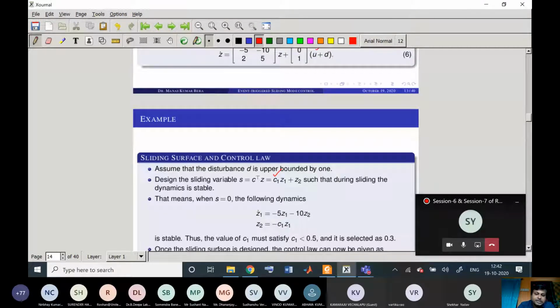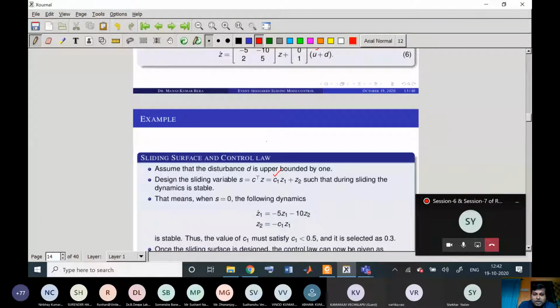So how to choose this C1? Most of the time I have seen that students make a mistake. They arbitrarily choose C1 greater than 0. No, that is the wrong approach. The clue is that you have to choose C1 in such a way that the Z1 dynamics can be stabilized. So you just put the C1 here.